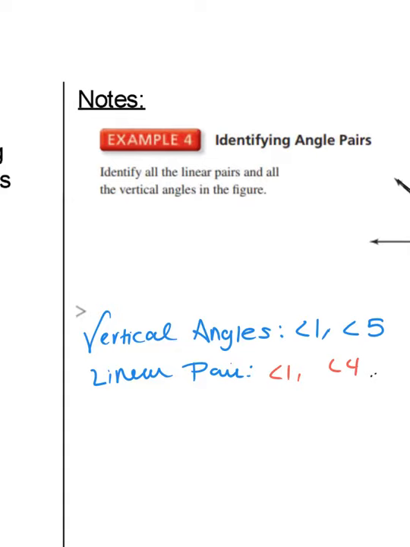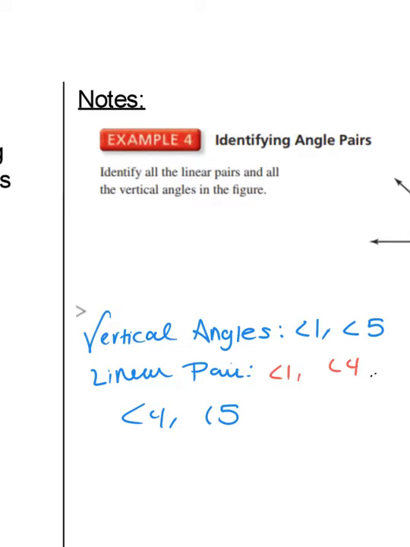Let me erase the markings. 4 and 5. 4 and 5 are adjacent. They have a common side, which is right here, a common vertex in the middle, and they add up to be 180 degrees. So angle 4 and angle 5. If you look at 2 and 3, that's not a straight line. Does that make sense?